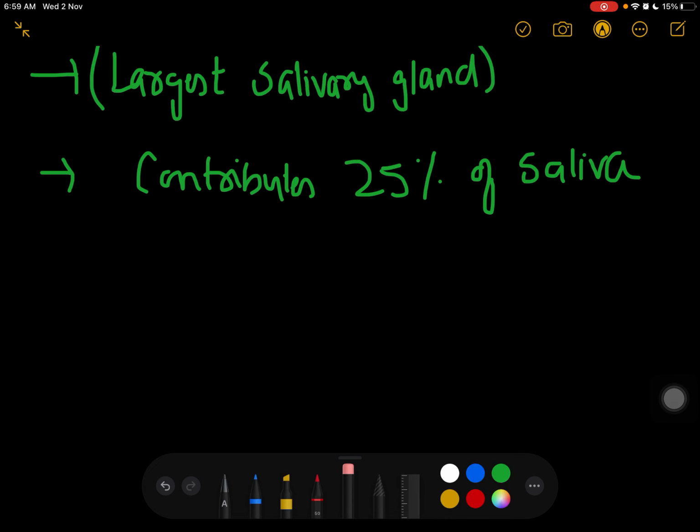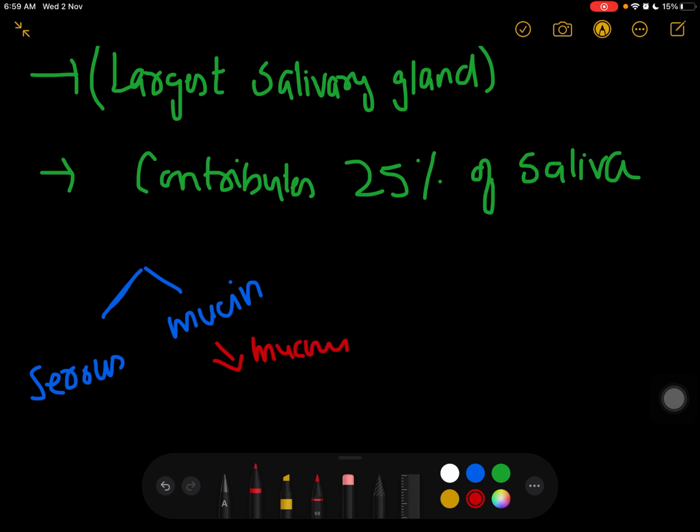Basically there are two types of cells. First, let's talk about the two types of cells: serous and mucin cells. It's quite obvious that mucin means mucus. Serous cells will release an enzyme plus water. Basically they release enzyme. We won't say water; the water will be released over here.